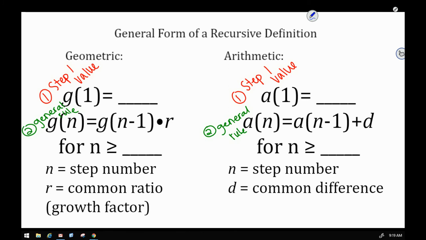Okay, and then the last part is your domain. You have to give a reasonable domain for your sequence, which will almost always be greater than or equal to 2. Most of the time. Does everybody have that written down?